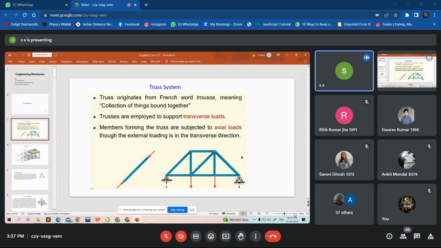This sort of structural arrangement you will see in bridges, mostly a railway bridge, or a bridge across a river. This is called a truss system. Why are they employed? They are employed to support transverse load. In this case, if you see, this is the horizontal axis, the horizontal direction. The transverse loads are vertical loads.